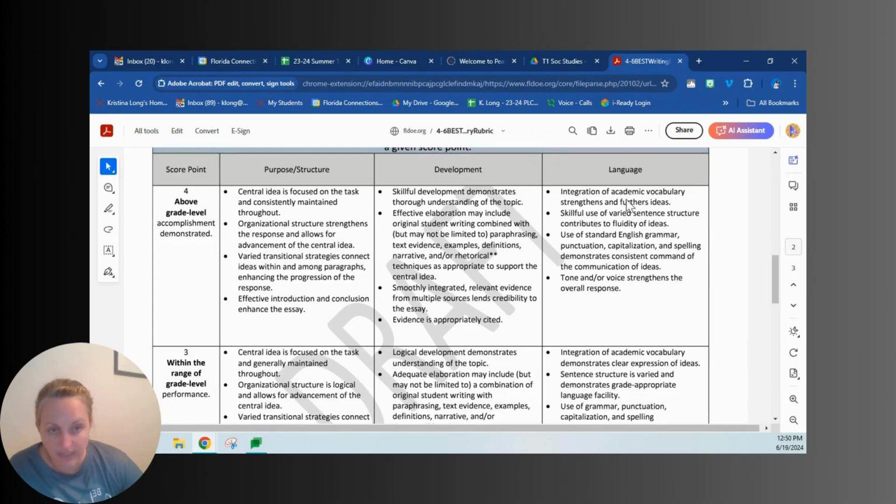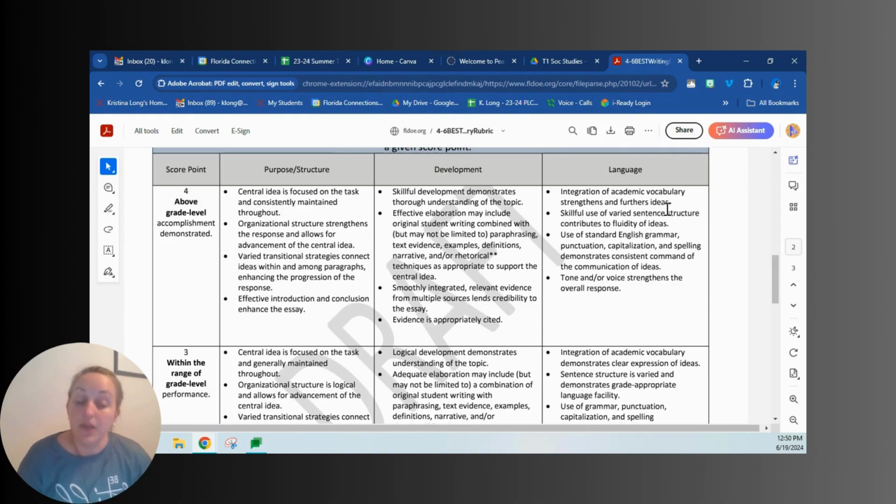Integration means you're including academic vocabulary. Think about some of those stronger vocabulary words that are in the texts that you use, your text evidence. Like I just said, it affects the economy. What is the economy? The economy is how Florida's making money, how people are earning money and spending money. That's a great, strong vocabulary word. Instead of just saying it affects the money in Florida, it affects the economy in Florida.